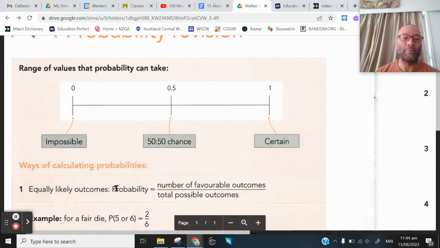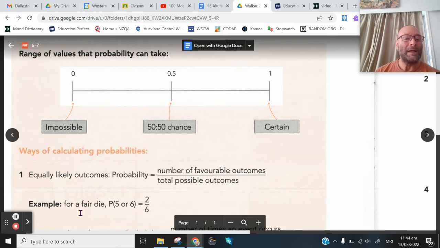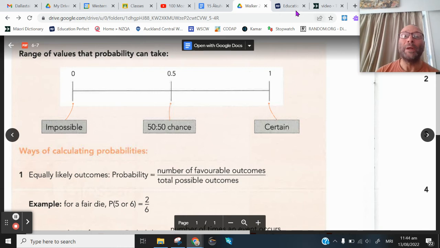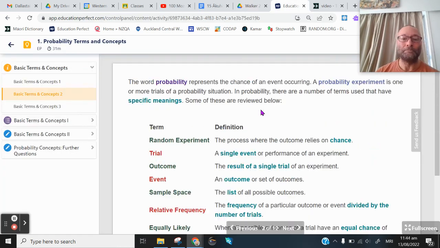We should also remember the probability of an event is equal to the number of favorable outcomes divided by the total possible outcomes. To that example, we can say for a fair 6-sided die, the probability of a 5 or a 6 is 2 out of 6, which we could simplify to 1/3.